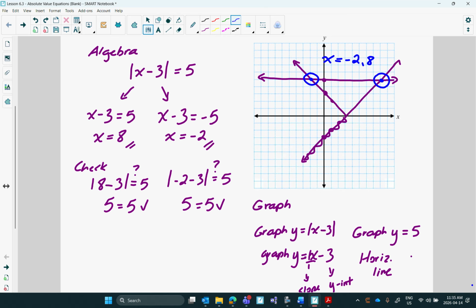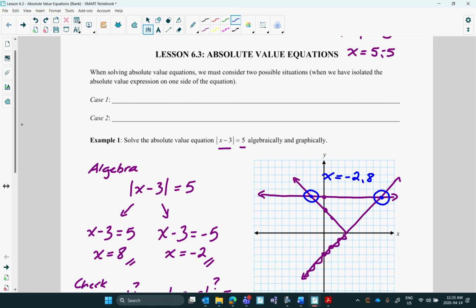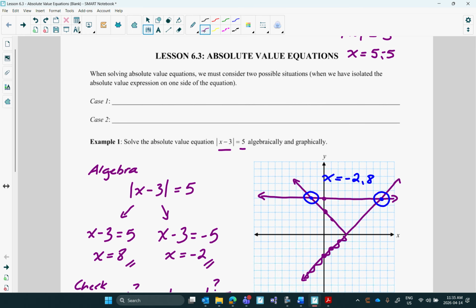You're not going to have to worry about doing this. I just wanted to show you how we can use a graph to solve. Okay, we're going to focus on the algebra. We're going to focus on this. So what did we do to solve?